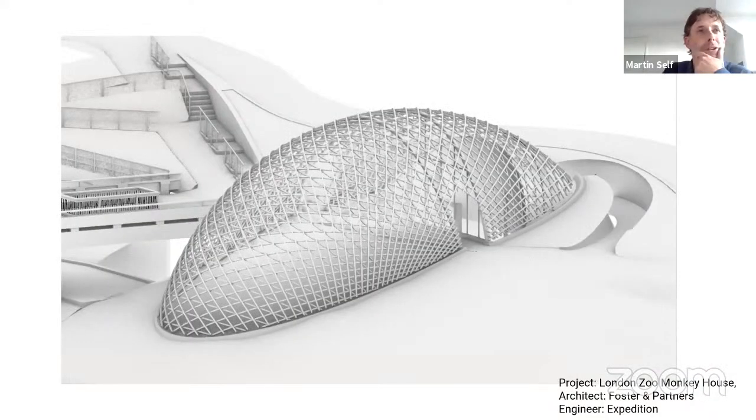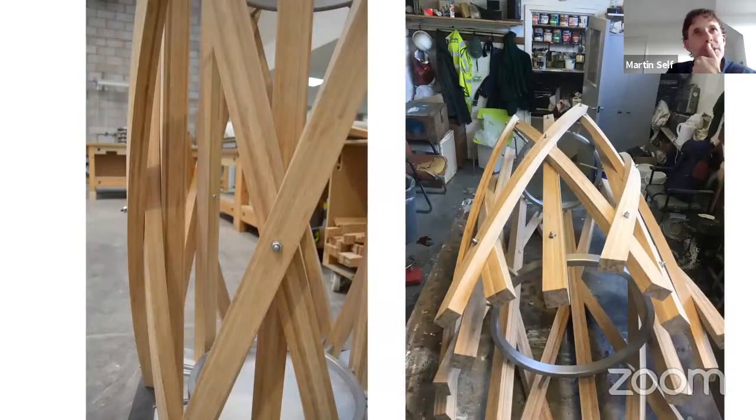This is a project, unfortunately, not going to be realised, but a project for London Zoo with Foster's and Expedition, the engineers. So on this one, we were involved in a pre-tender advisory service early on, basically studying the potential, in this case, of bamboo, laminated bamboo, in forming these freeform shapes and prototyping those, and studying in fair bit of detail what the manufacturing route would be for these things.